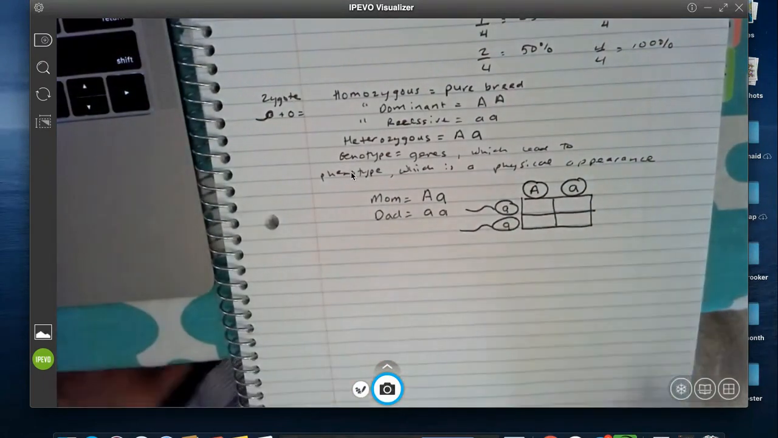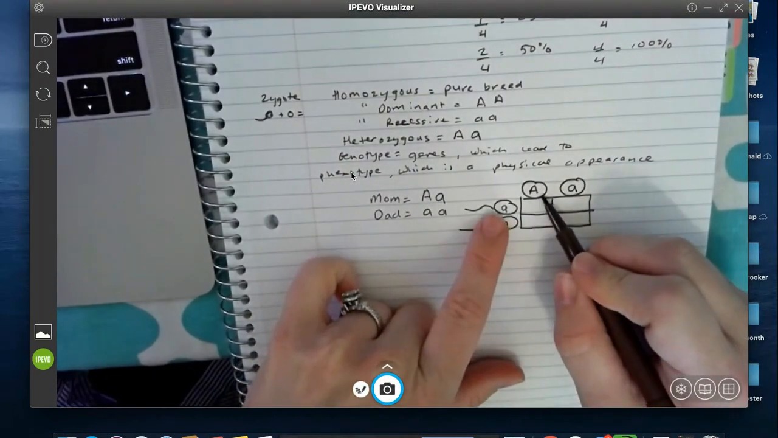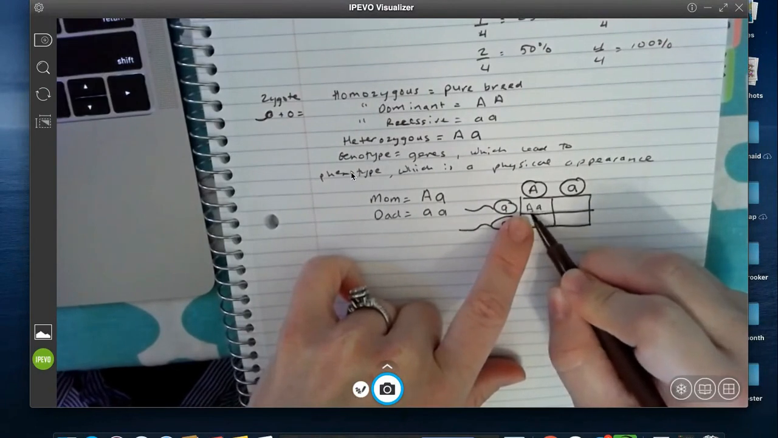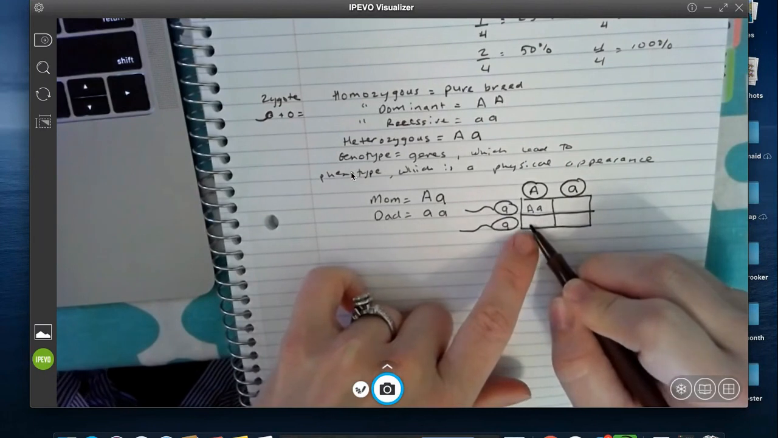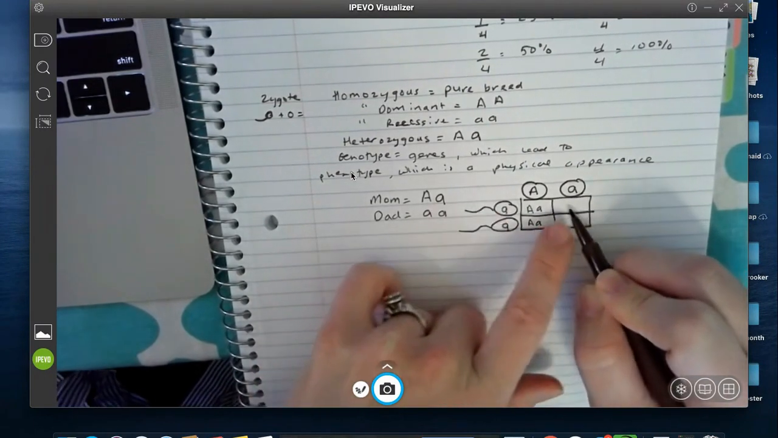All right, and then you just bring the boxes together to figure out how to fill it in. So this one will have these two that come together. So that will be capital A, lowercase a. Always write capital first. Bring these two together. Capital, lowercase. Bring these two together.